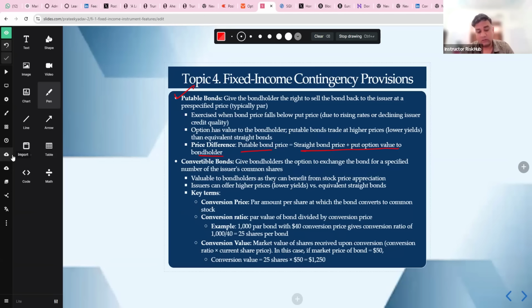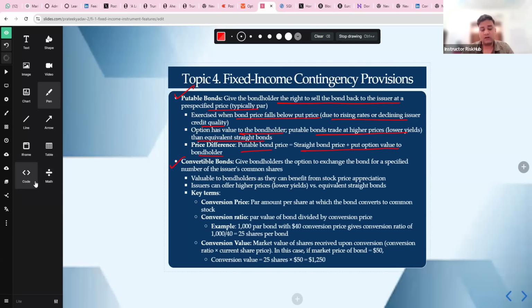Therefore, putable bonds offer lower yield than your straight bonds. The option has value to the bondholder. Putable bonds trade at higher price, lower yield than your equivalent straight bonds. Exercise when bond price falls below put price due to rising rates or declining issuer credit quality. It gives the bondholder the right to sell the bond back to the issuer at a pre-specified price, right?